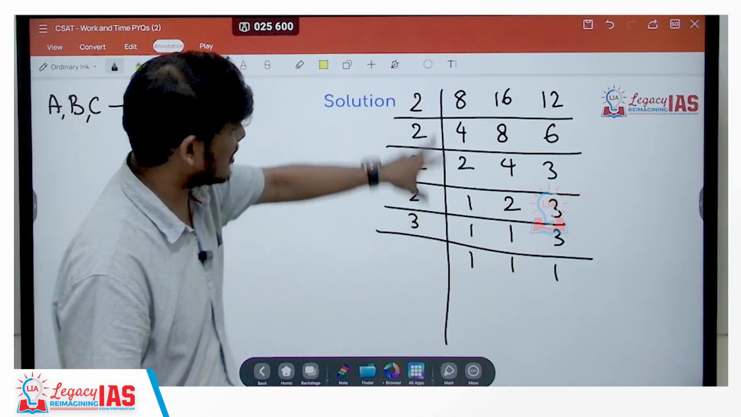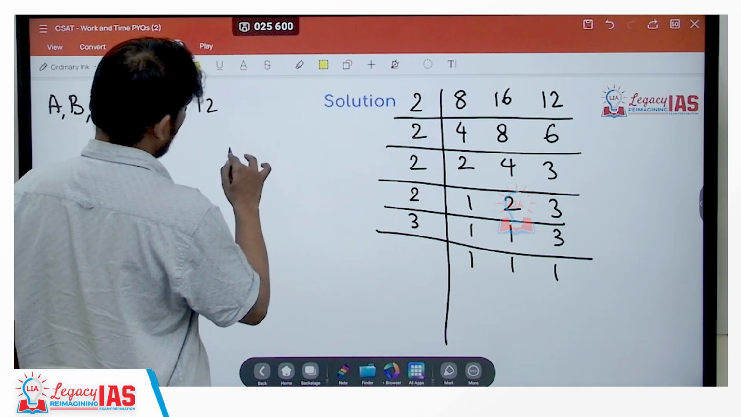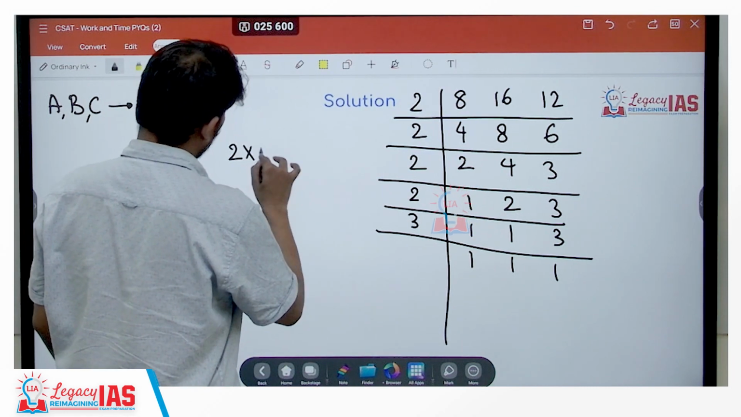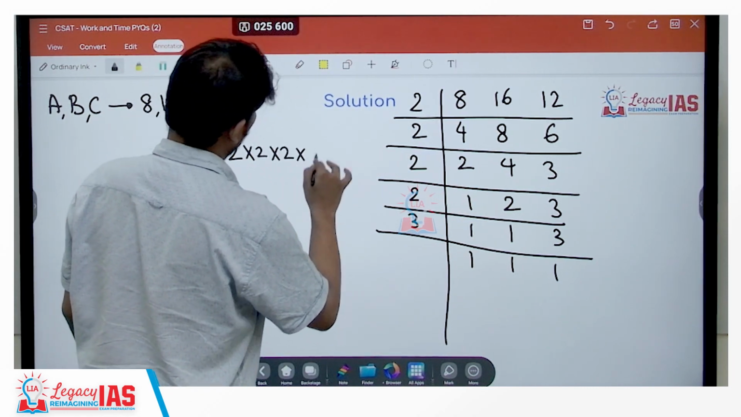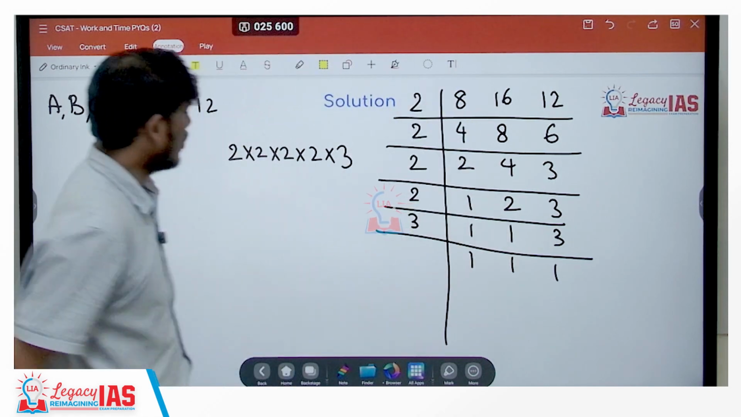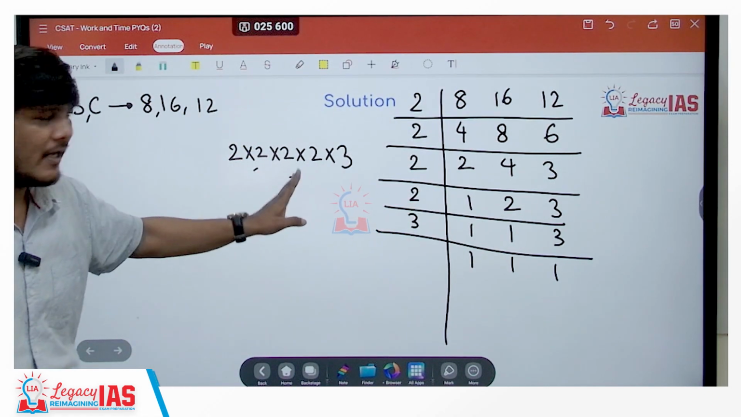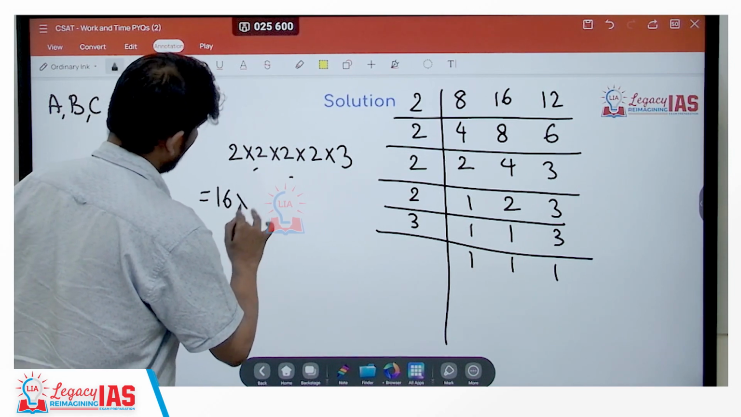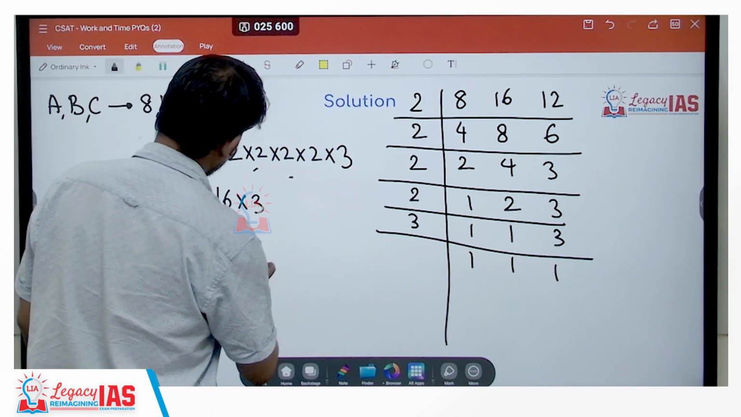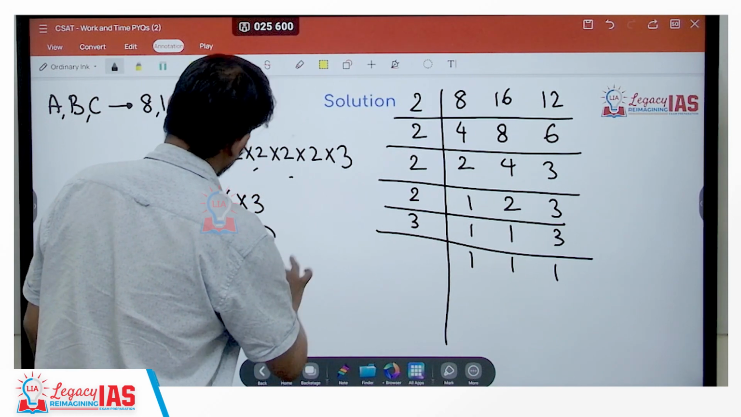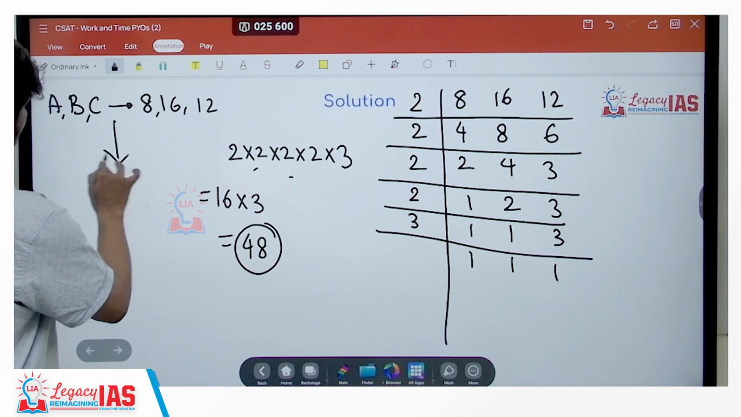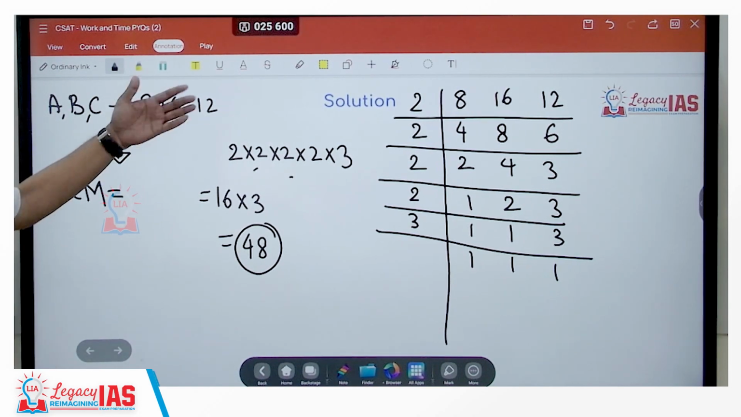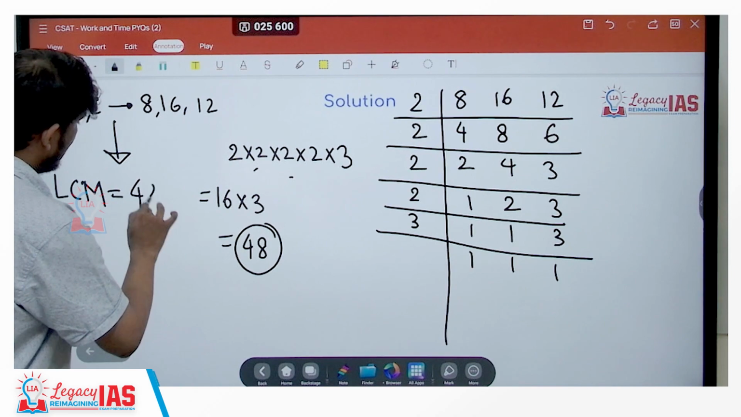So these are the factors, we multiply them to get the LCM. 2 into 2 into 2 into 2 into 3. 2 2s are 4, 4 2s are 8, 8 2s are 16, into 3. It gives us 16 into 3, which is 48. So the LCM, that is the least common multiple of 8, 16 and 12, is 48.